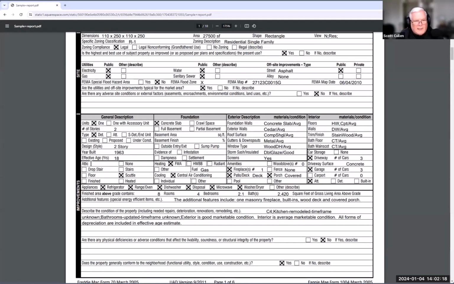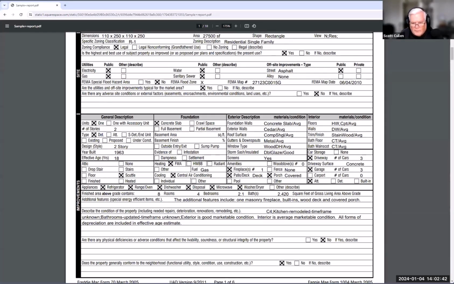So getting back to this, effective age is 18 years, what I've got filled in here. That is kind of, I think, a strange place to put that effective age because I don't really think we know it until we've done the cost approach. So I fill this in after I do the cost approach. That 18 years represents the amount of depreciation.